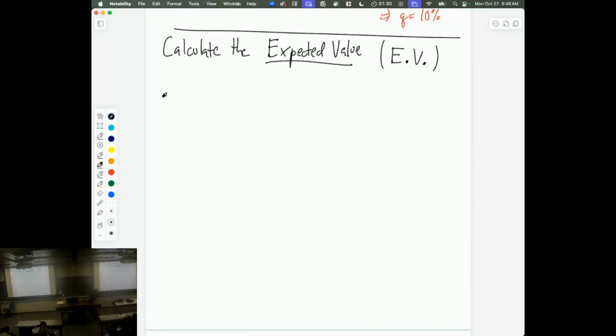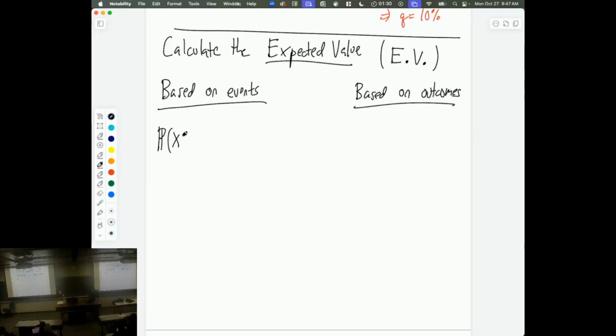So what are the 2 ways? I think there's 2 ways you can do it. You can do it based on events, or you can do it based on outcomes. And if you remember, the difference is just what you group together. So the events, there are 3 events here. There's x equals 1, x equals 2, and x equals 3. The probability x equals 1, the probability x equals 2, and the probability x equals 3. And those are the 3 events.